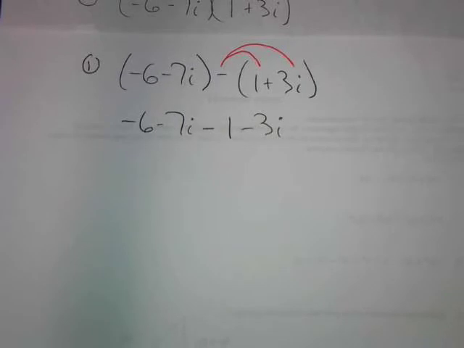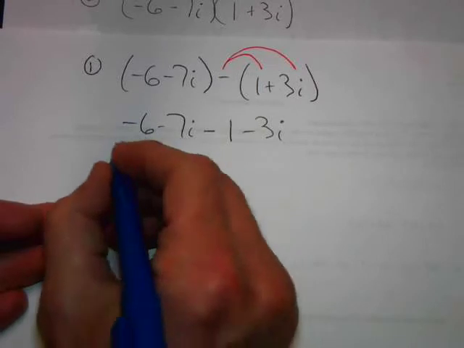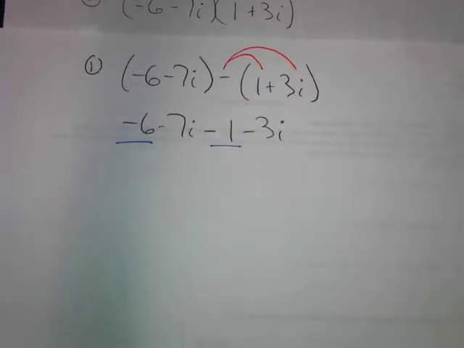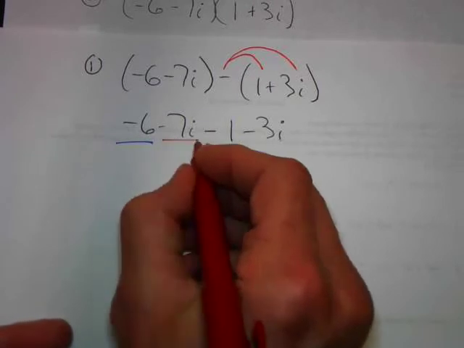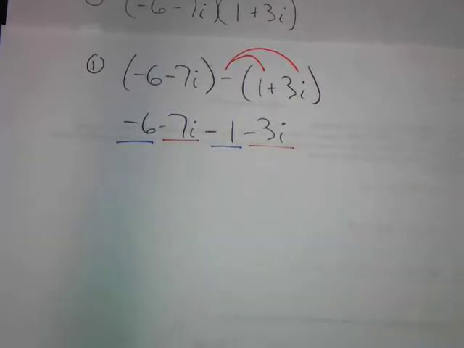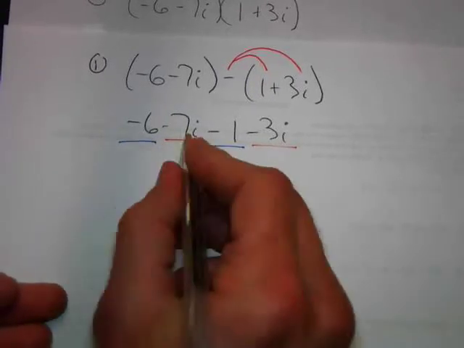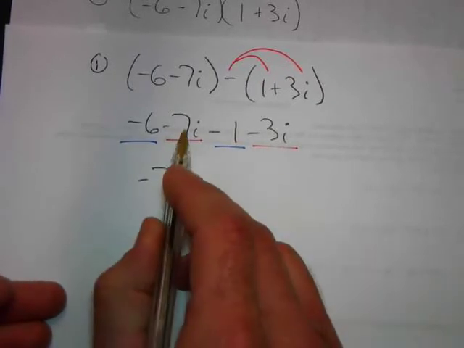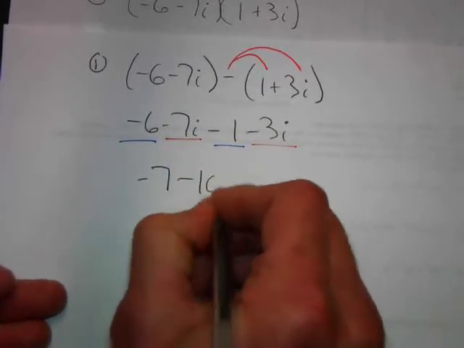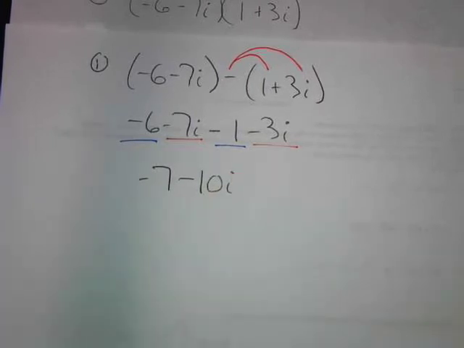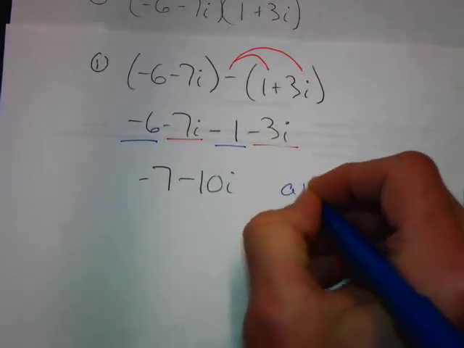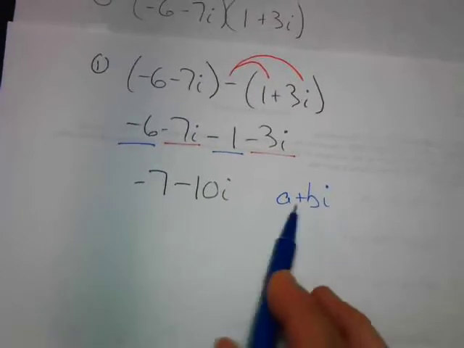Now, if you remember simplifying from pre-algebra, after the distributive property, we can combine like terms. Where are my like terms? I have a -6 and a -1, and I have -7i and -3i. -6 minus 1 is -7. -7i minus 3i gives me -10i. And so there's my complex number. How easy is that? Pretty simple, just like pre-algebra. And just remember how we write a complex number: the real number and then the imaginary number.